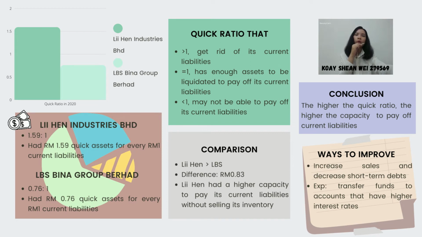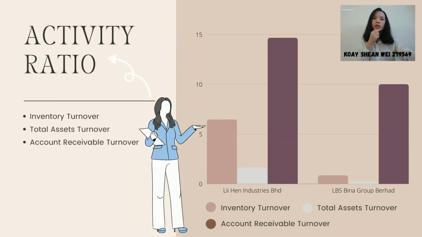So we can improve our quick ratio by increasing sales and decreasing short-term debts. The second type is activity ratio.